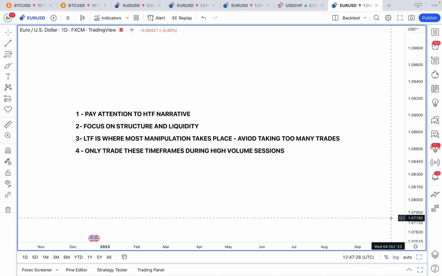And fourthly and finally, only trade these time frames during high volume sessions, okay. Again, it will limit your losses and allow you to catch those large volume movements, because if you're trying to trade in a low volume environment, you're going to get stopped out a lot, because price doesn't have the volume needed to make those bigger movements. So there's no point trading during those hours. You're only going to get stopped out and manipulated out of the market. Your stops are going to be hunted recklessly, okay.